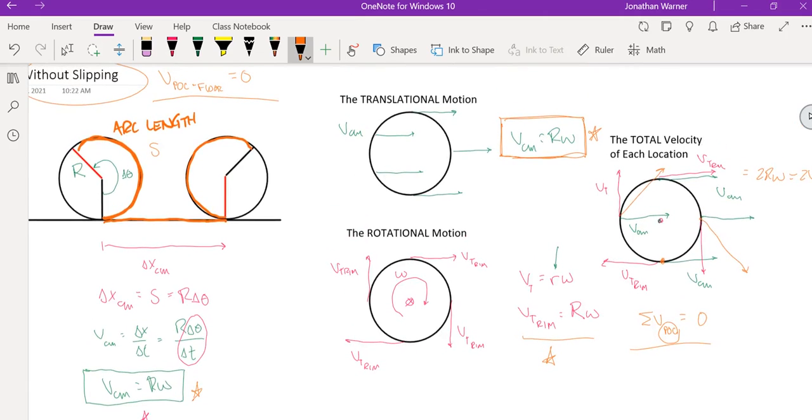Okay, so here is what you will apply when we talk about objects that roll without slipping. That is what I call the roll without slipping criteria.